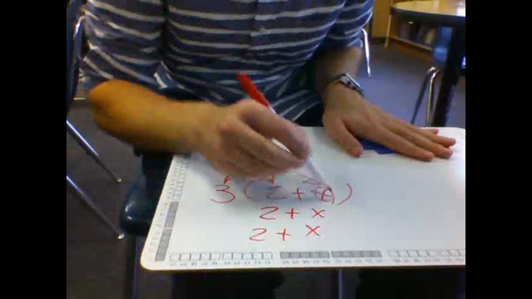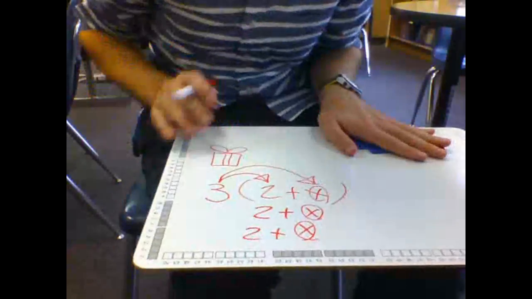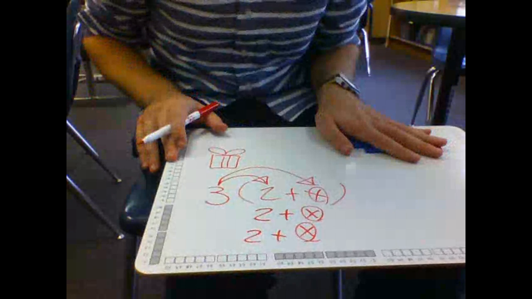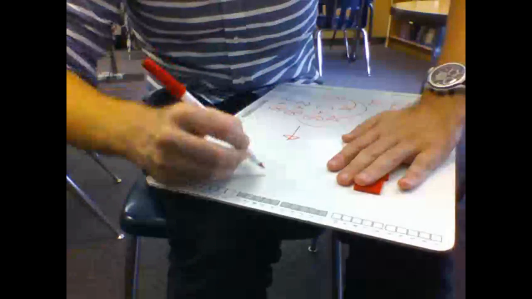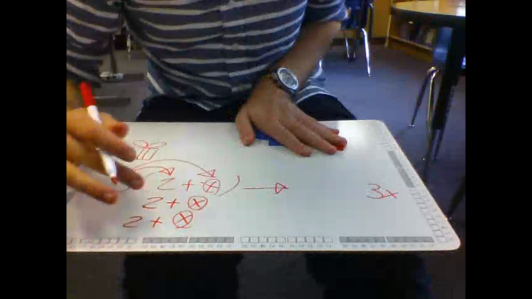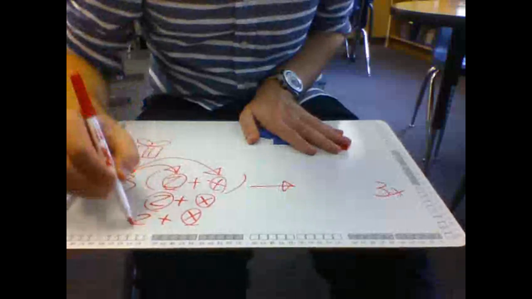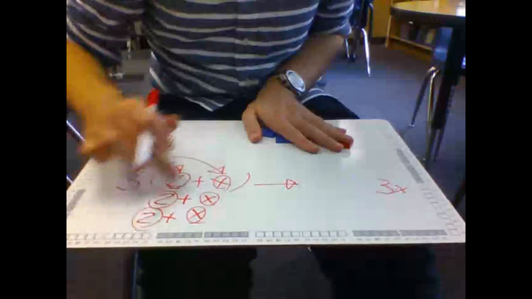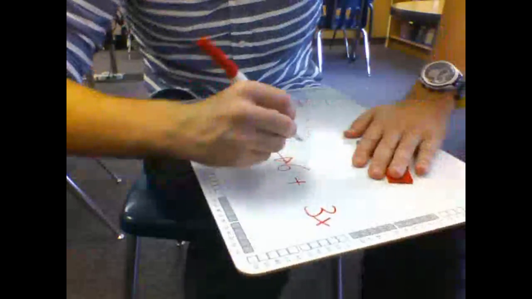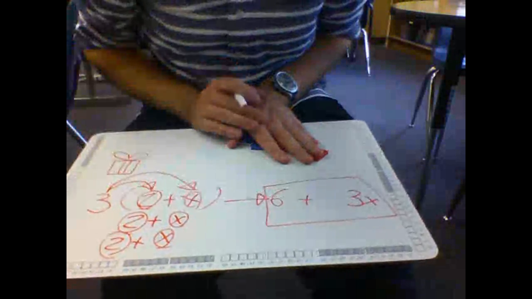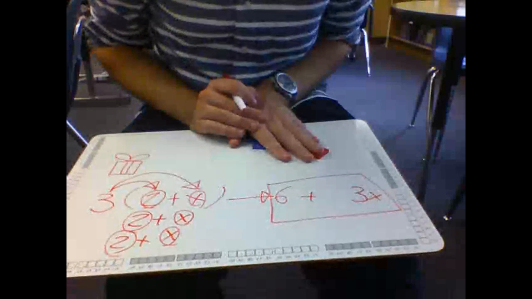Now, if we had 1x, 2x, and 3x, we could simply just rewrite this as 3x. Here we have 1 group of 2, 2 groups of 2, 3 groups of 2. Altogether, that's 6. Our simplest term for our algebraic expression is now 6 plus 3x.